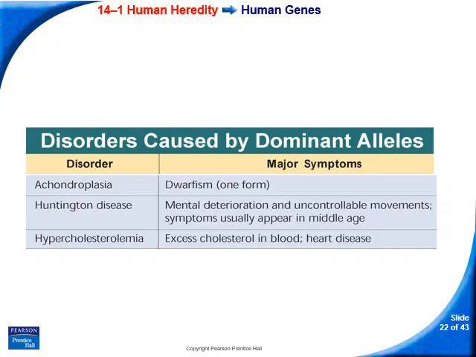So, Huntington's disease. Huntington's disease is a disorder that results in mental deterioration and uncontrollable movements, usually appearing in middle age. So you would not know if you have Huntington's disease unless you are around 40, 45 years old. And sometimes it is too late for a lot of middle-aged people. Mostly at that age, we already have our family and we already have our children.